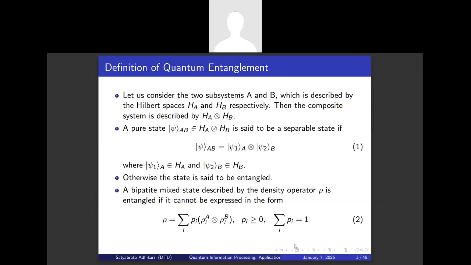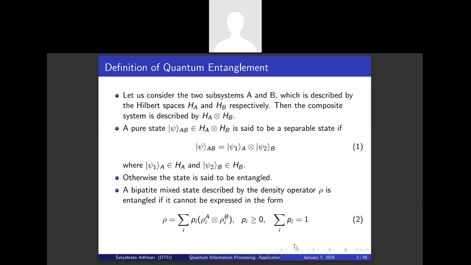A pure state, ket psi AB, represents a vector in the Hilbert space HA tensor HB, and this vector is said to be a separable state if it can be written as psi 1A tensor psi 2B. This means that we can write the state in the individual Hilbert spaces. If we factorize this state, then we can say that this state is separable. Otherwise, this state is entangled.